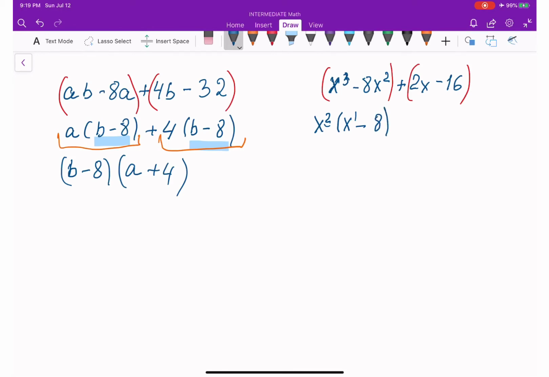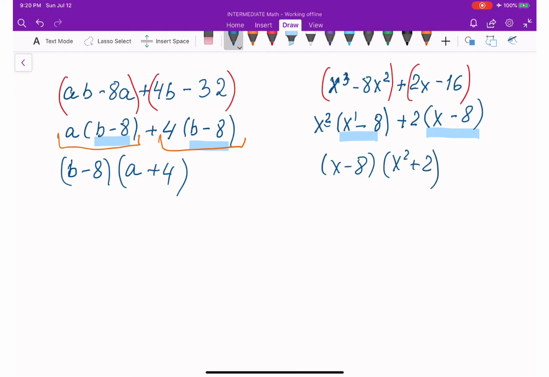Okay, 2x minus 16, what is the common factor? 2. 2x divided by 2 is going to be x. 16 divided by 2 is going to be 8. So we do have the same term, which is the common factor. So if I take out x minus 8, what's going to be left from the first term? X squared. And from the second term, it's going to be left 2. Okay.